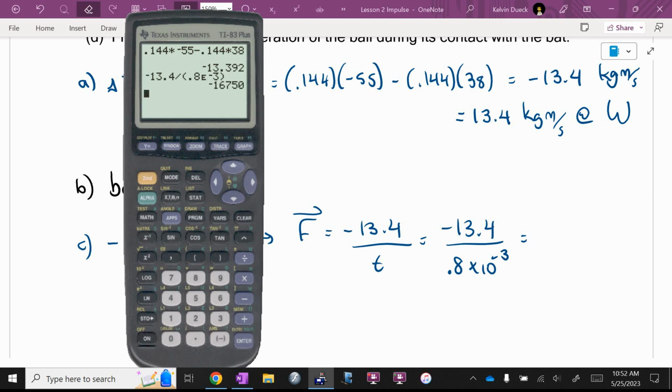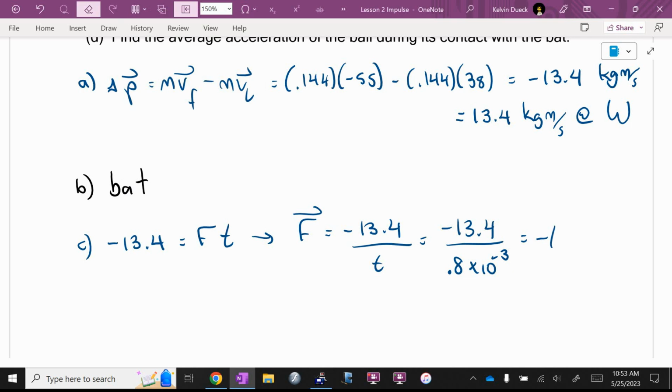I probably should have used my answer button. Mr. Dueck, you're sloppy. You had that sitting there. You should have gone divided by, wow, after I've yelled at you all for not using your answer button, I'm embarrassed that I didn't use my answer button. Negative 16,740 if you use your answer button. I'll go to 3 sig figs, negative 16,700 newtons.